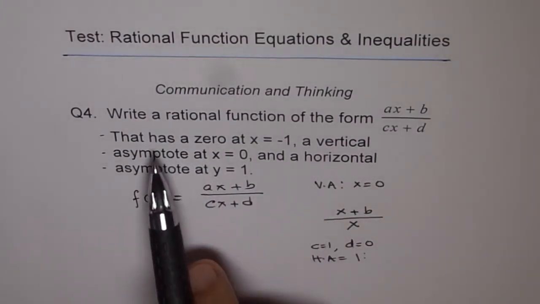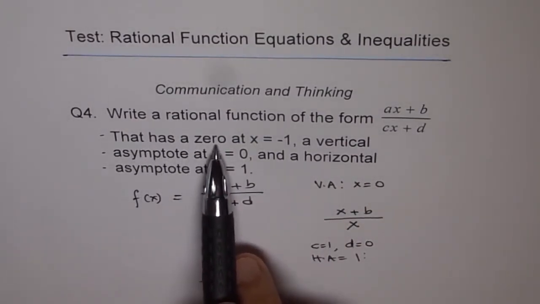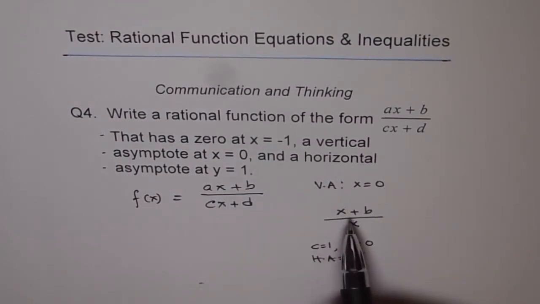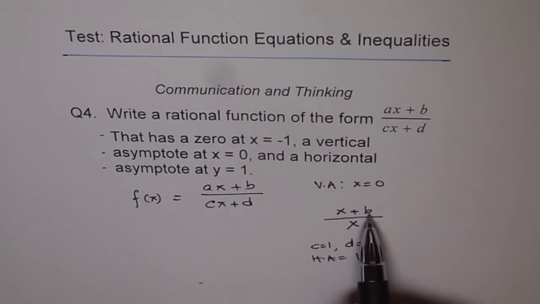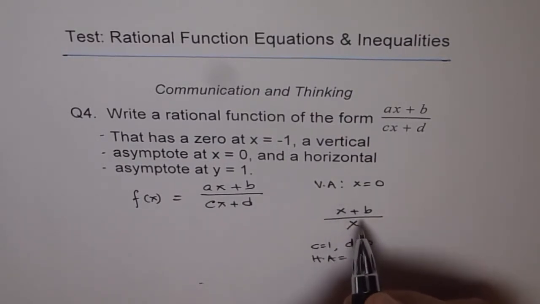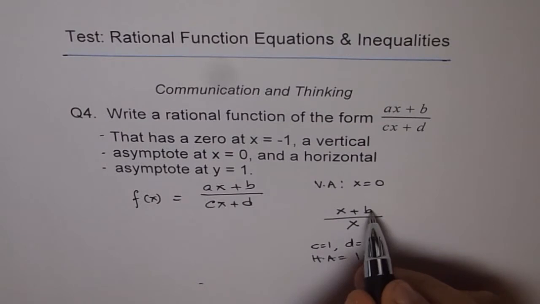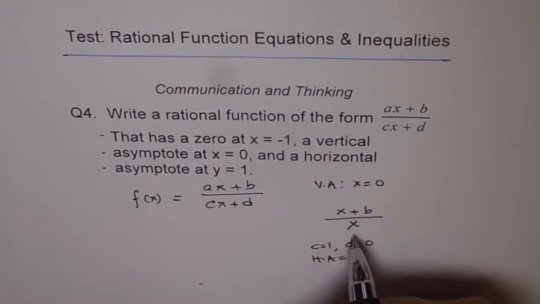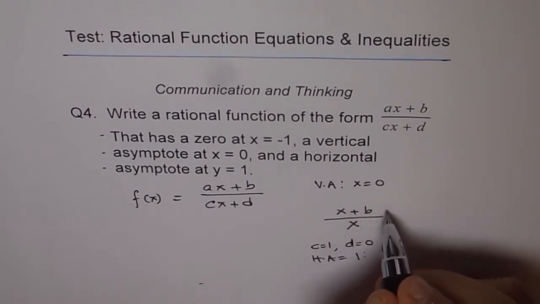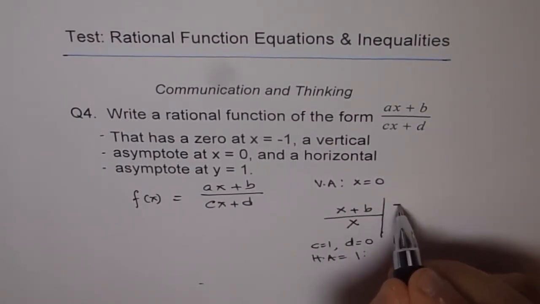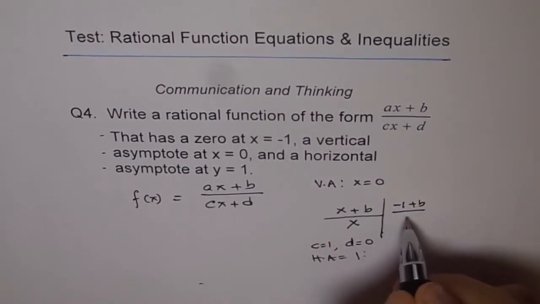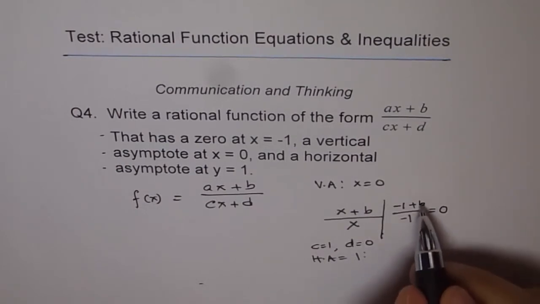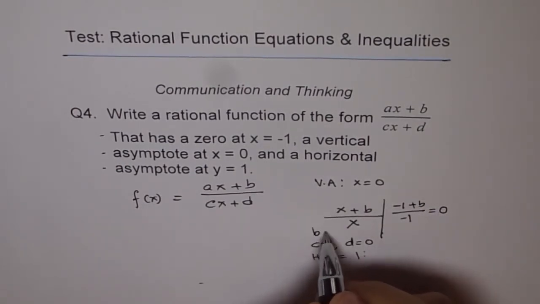Now the last condition is that it has a zero at x equals minus 1. That means if I put x as minus 1, I should get 0. So let me put x equals minus 1 and solve it. I get minus 1 plus b over minus 1. Now if this is to be 0, that means b should be 1, right? So b equals 1.